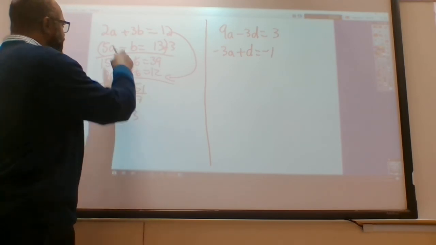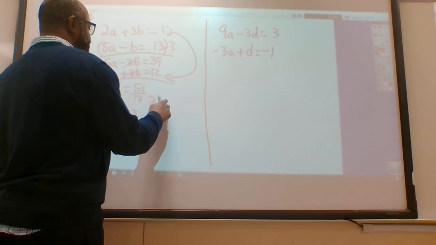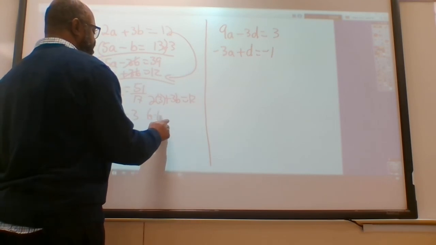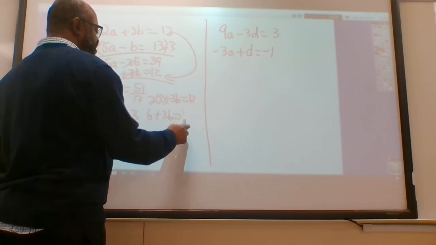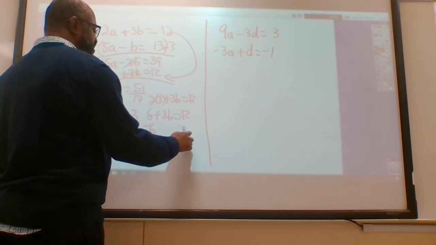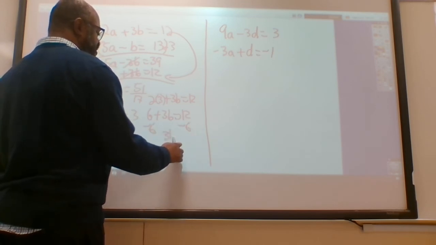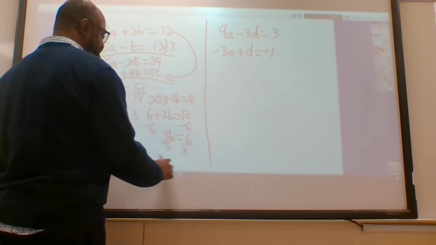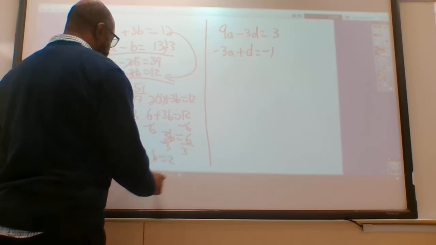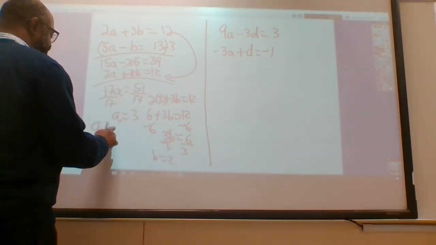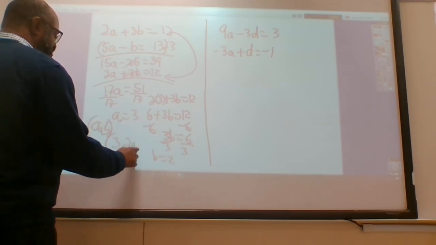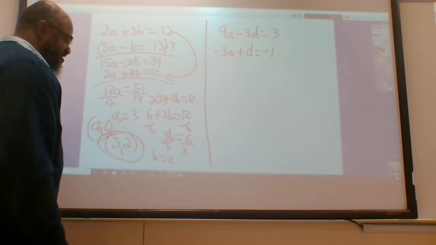Since I know what a is, I can replace it. That will be 2 times 3 plus 3b is equal to 12. I will have 6 plus 3b is equal to 12. Subtract 6, then I will have 3b is equal to 6, divided by 3. In this case, b is 2. My solution is a, b in alphabetical order. And that will be 3, 2. This is the solution of this system.